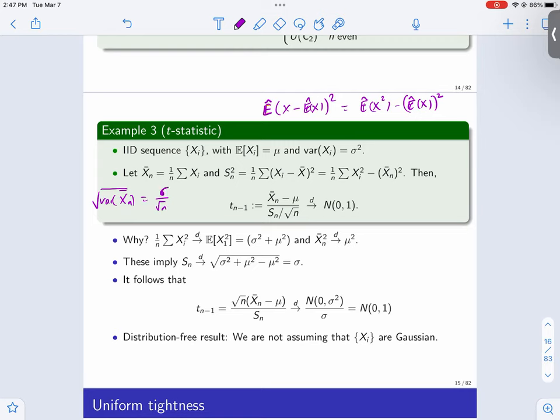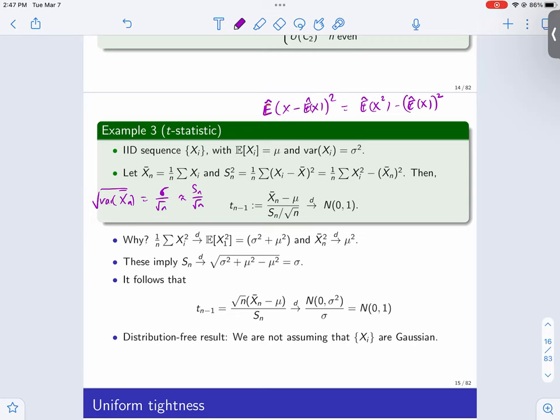And so an estimate of this would be Sn divided by root n. So this is the standard error, and this is what I'm going to divide by. If you've seen any basic statistics, this looks familiar. This is called the t statistic, and it's often used to construct confidence intervals and tests, things like that.